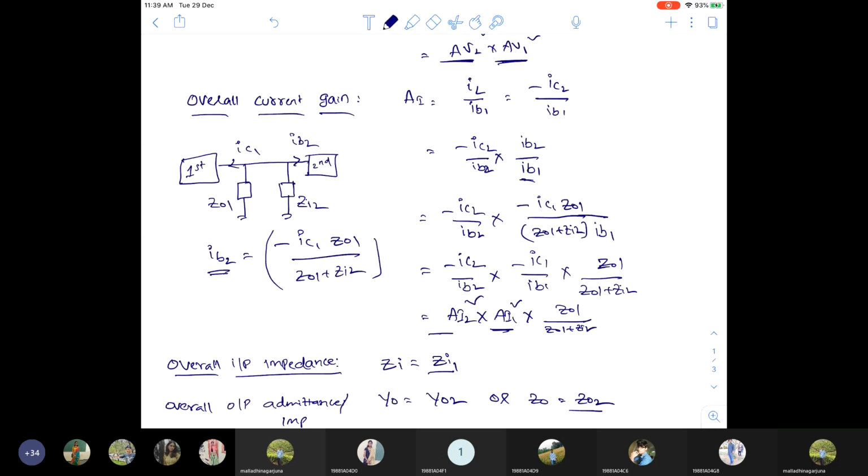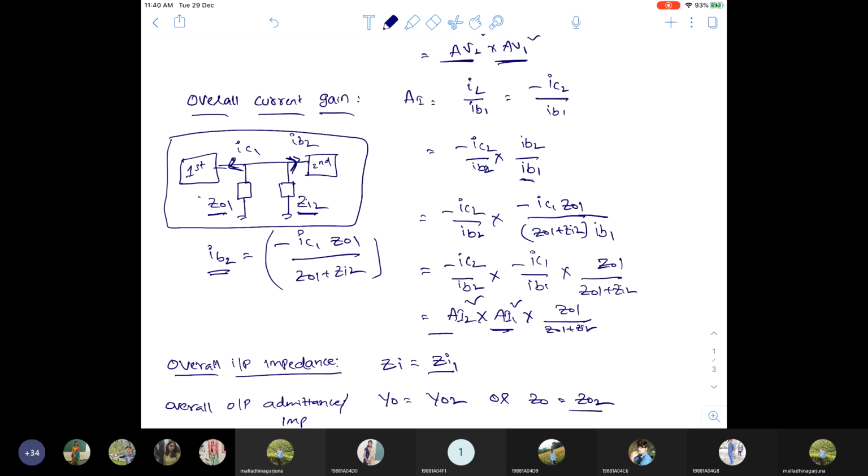To convert the input current of the second stage to the output of the first stage, I have taken this circuit. This is the first stage. In the first stage there is a load resistance, and the next second stage has a load input impedance, that is the input current. So this is IB2, this is IC2 current, and this is Z01, the output resistance for the first stage.